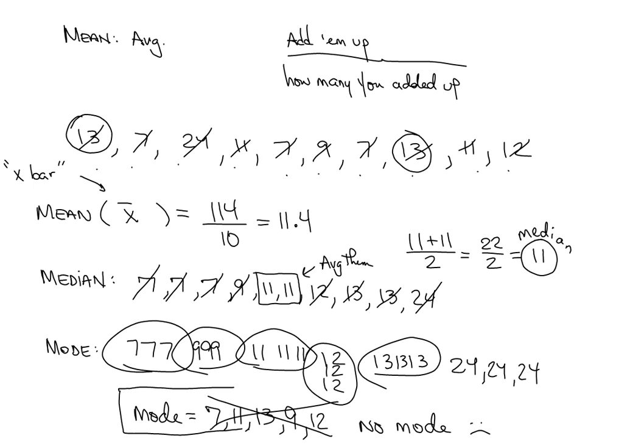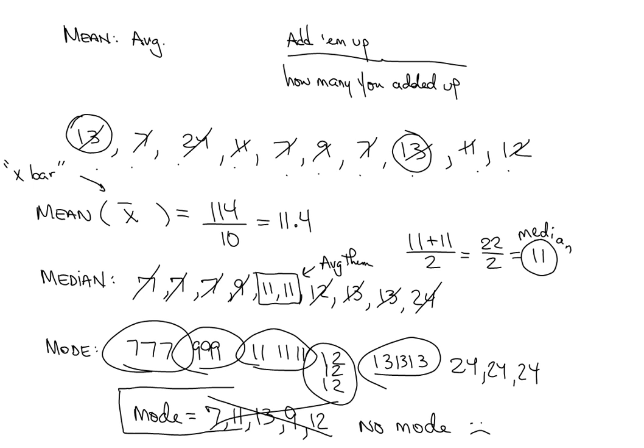If all of them occur the same number of times, then none of them occur more times than the others, and therefore there is no mode. So you can have as many modes as there are numbers minus 1. You have to have 1 less. Because if they all occur the same number of times, then none of them occur more times than the others, and therefore there is no mode. So if they all occur once, there's no mode.